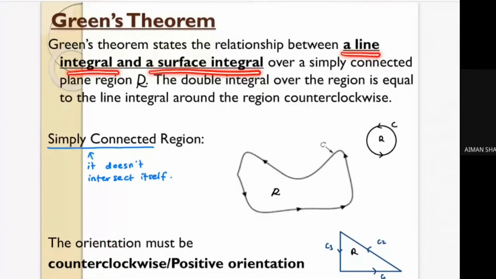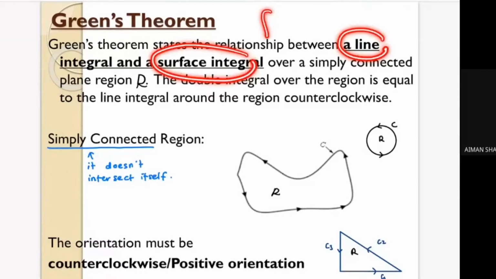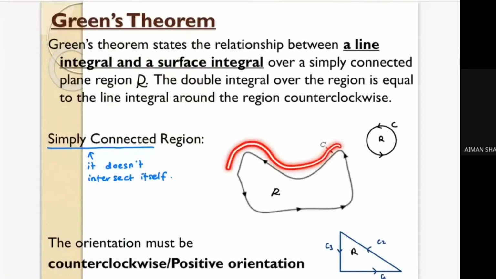So you will do a line integral, which is a single integral, and the surface integral, which is a double integral, over a simply connected plane region R. For example, you have this plane, this R. Simply connected region means it doesn't intersect itself. So this is another example for the simply connected region R.